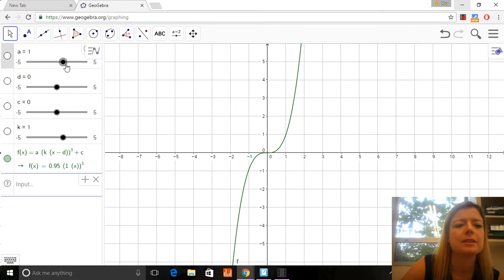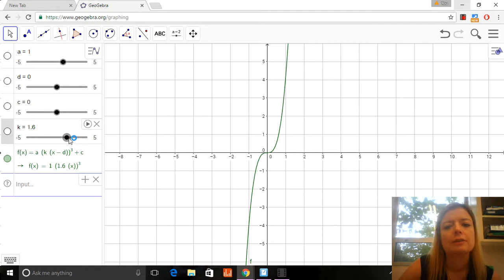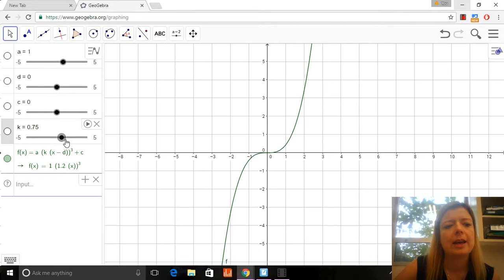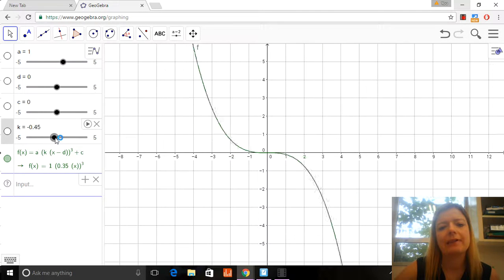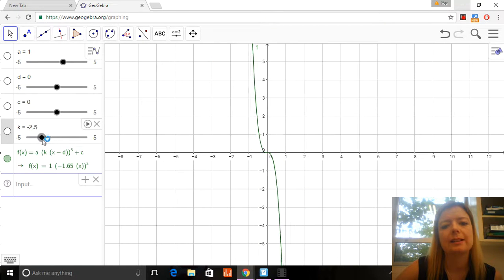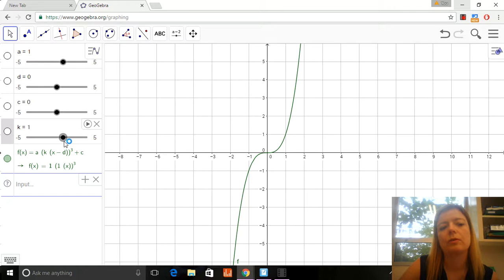Our K value does the same thing as normal. So if you can make a K value that is greater than 1, that is a horizontal compression. So that's like you're squishing it in horizontally like this. Okay, and between 0 and 1, that's a horizontal stretch, so like you're pulling it out. And a negative K value will reflect it on the y-axis. So with cubic functions, it doesn't matter if you reflect on y or reflect on x, that does the same thing. But for quartic functions, that does matter, that does affect. That is a different type of reflection.